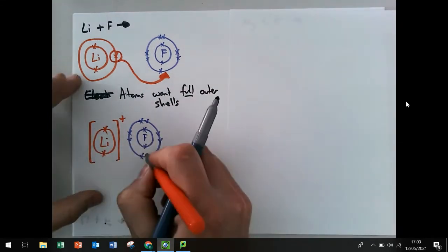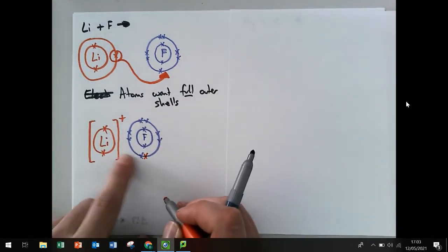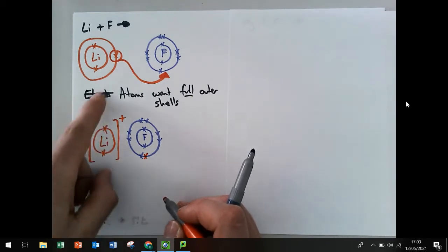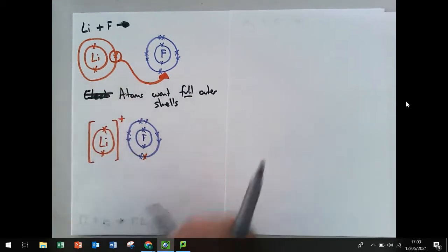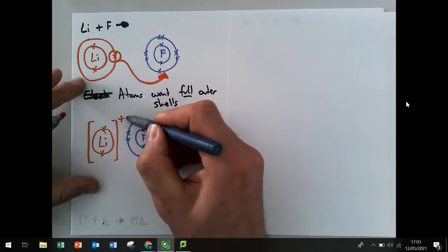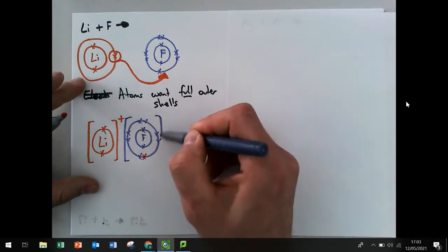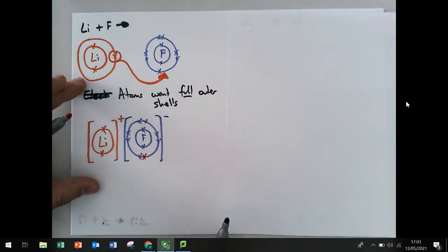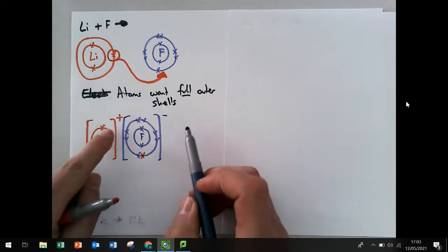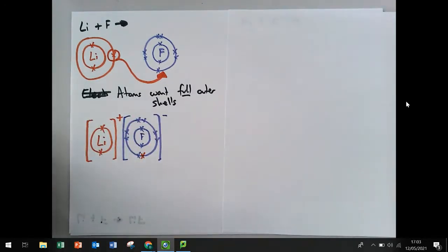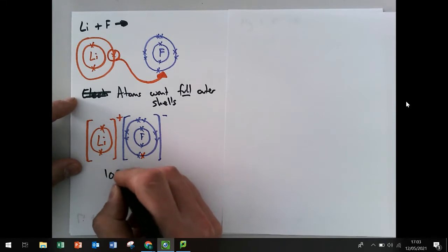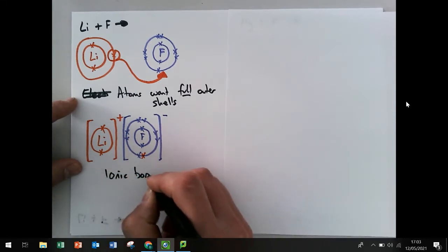Now I'm going to just draw it in orange to show that it's come from lithium. You don't have to do this, but it is quite nice. So it shows you that it's this one that's moved over. It's gained an electron, so we can draw our square brackets and we can say it's got a negative charge. So these are now what we would call an ionic bond, or they are bonded ionically.